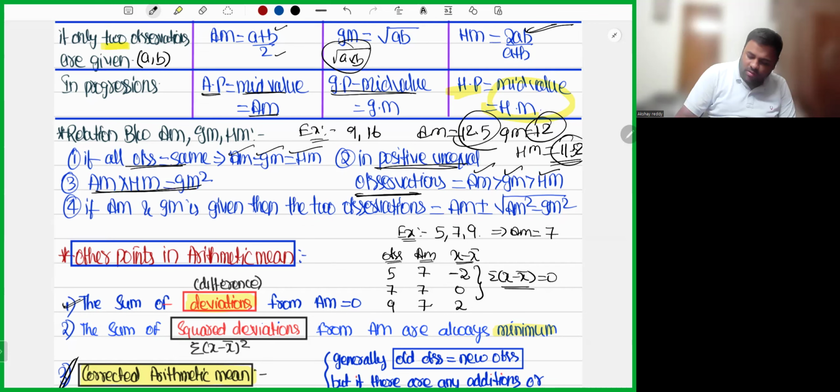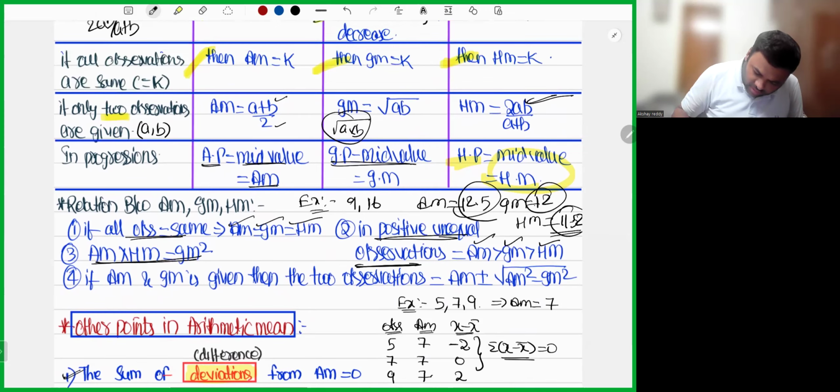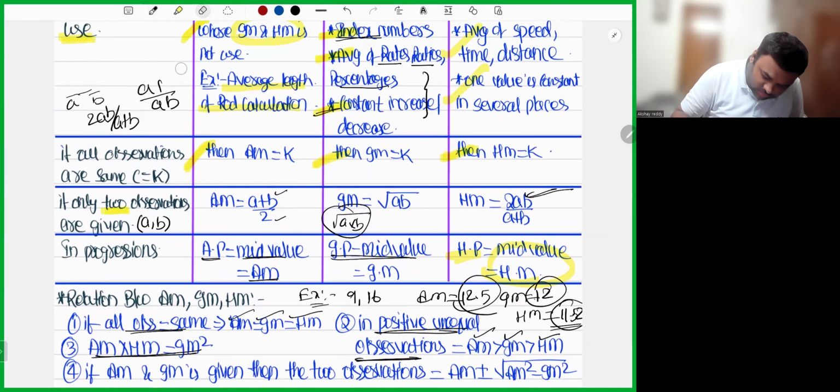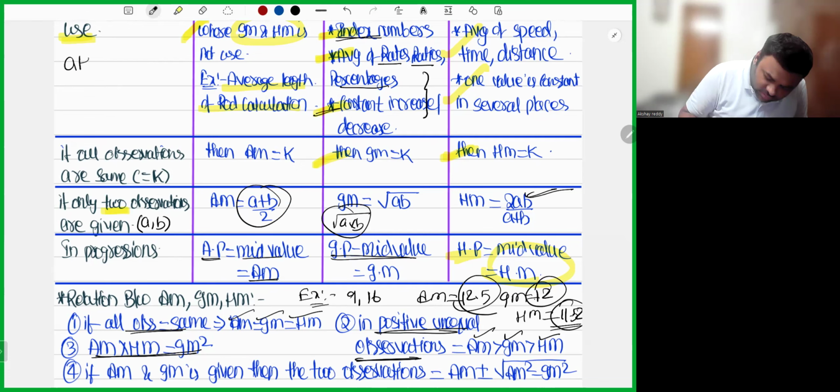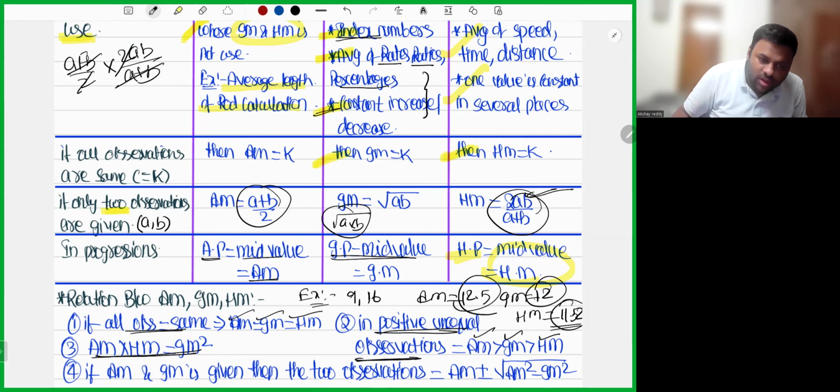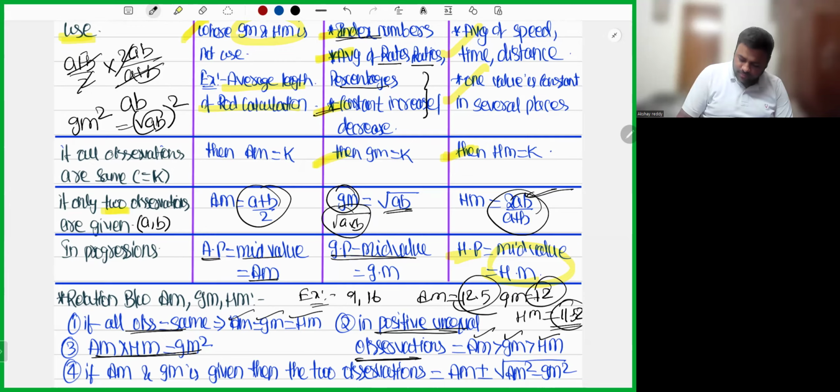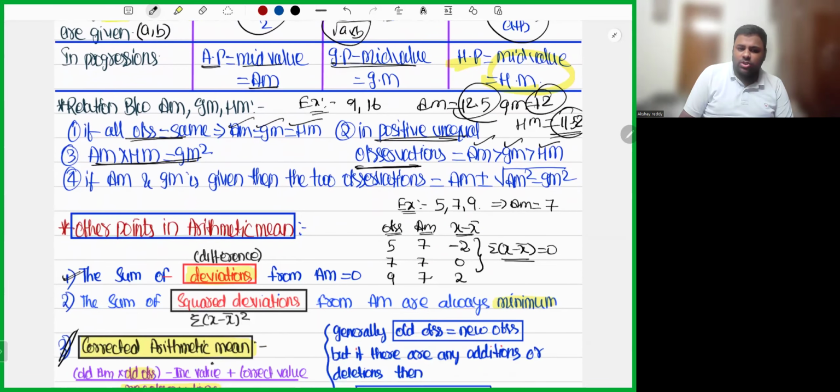Next, AM into HM will be equal to GM square. Like see here itself. Just now I said AM is A plus B by 2. HM is 2AB by A plus B. Can I cancel A plus B and 2? What is left? AB is left. Can I write it as root AB whole square? Yes, sir. What is root AB? Geometric mean. Geometric mean square. So AM into HM will be equal to geometric mean square.